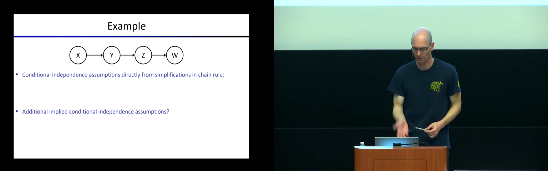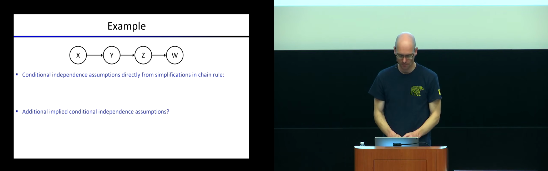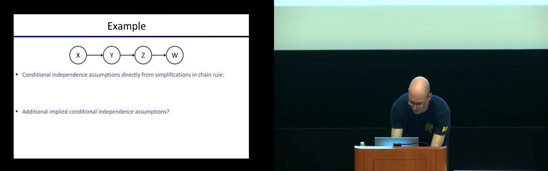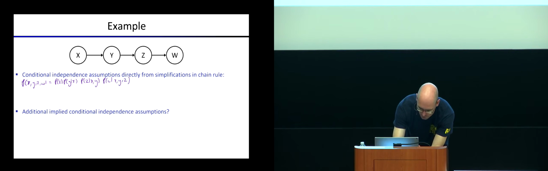Let's do an example. So here's a very simple Bayes net, 4 variables, X, Y, Z, W. In the first bullet point, let's look at the conditional independencies that we have introduced just by going from using the chain rule to using the conditioning on just the parents. So a chain rule would say P(X, Y, Z, W) is P(X), P(Y given X), P(Z given X, Y), P(W given X, Y, Z). That's chain rule.